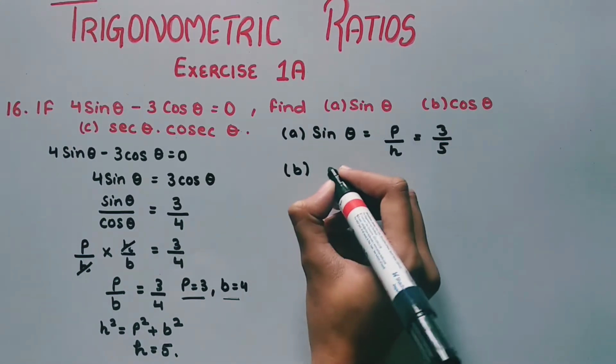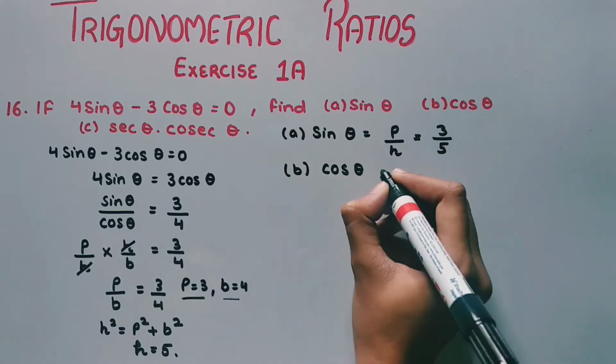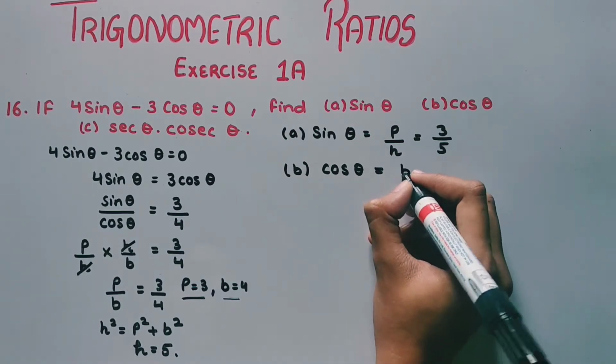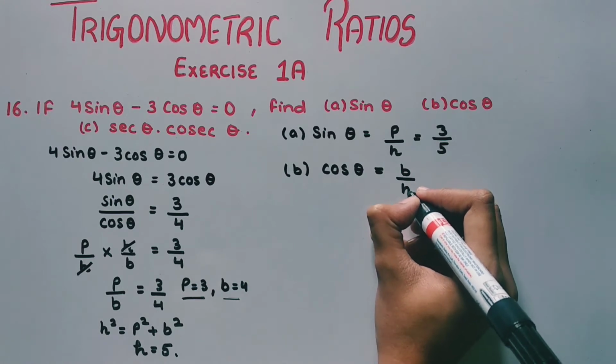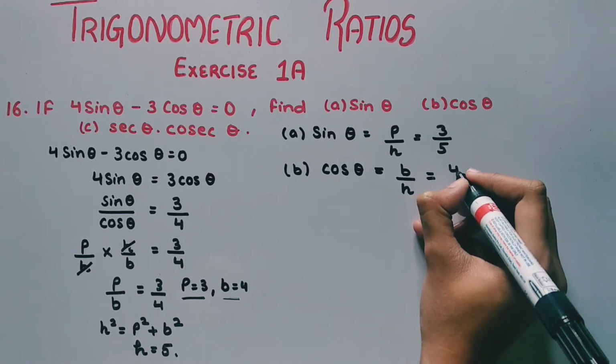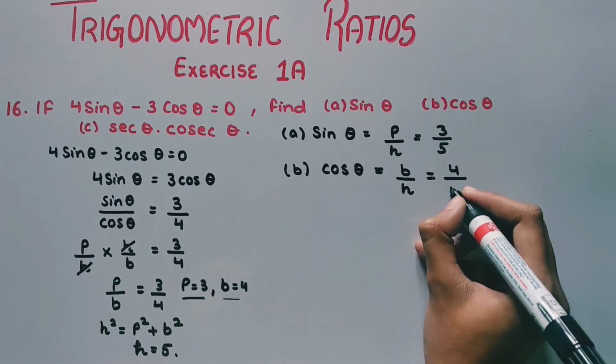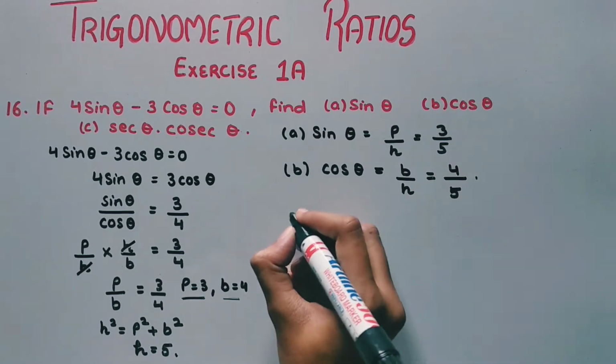Second, we have is cos of angle theta. Cos of angle theta is base ratio hypotenuse. Value of base is 4 and that of hypotenuse is 5. We have 4 by 5.